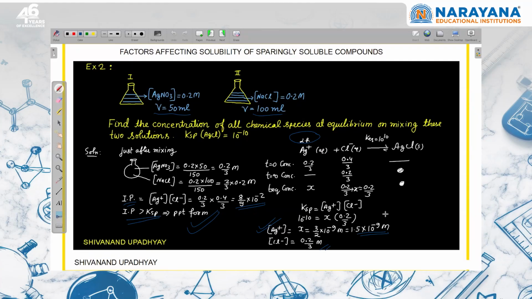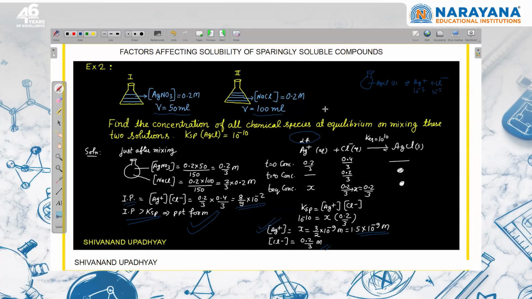Sorry sir, could you explain briefly again? I didn't get you. Suppose I have a saturated solution of AgCl, then what is the concentration of Ag plus ion and Cl minus ion? That is under root Ksp. So this is 10 to the power minus 5, and 10 to the power minus 5.